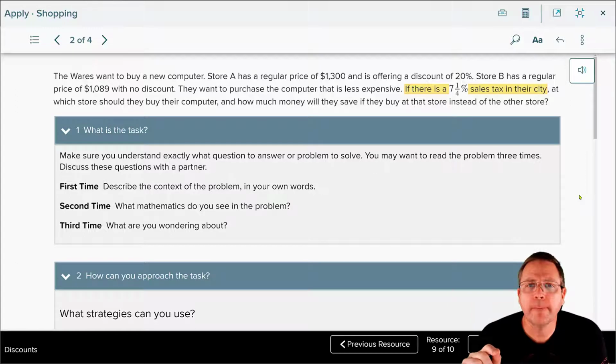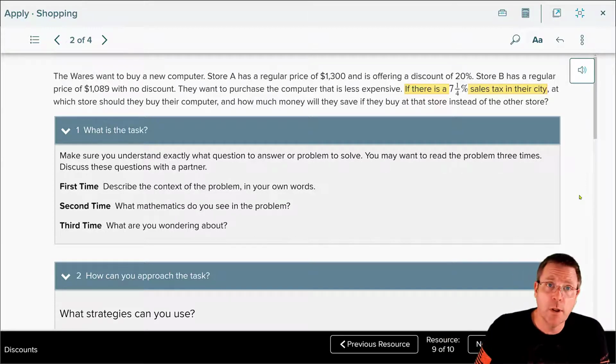Actually, hold on. There is a place for that 7.5%. And that's going to be where you got to find the tax on the final purchase price, and then that will be a little bit different. So you do need to use that, or 7.25%, you do need to use that before you can get to your final answer. Good luck.